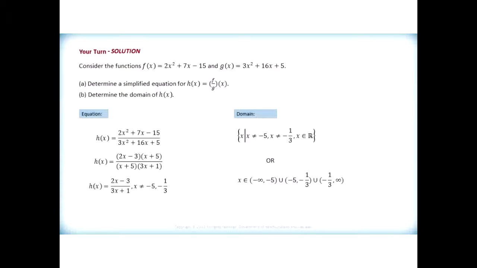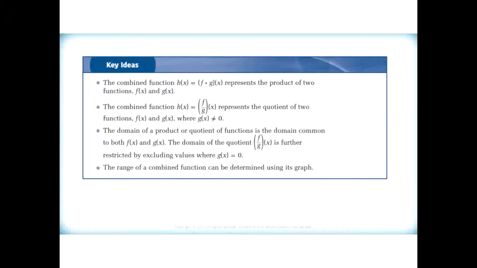Okay, so here's the solution all worked out for the your turn question, which you can work through and check your own work to make sure that you had it correct. And then we'll just move along now, and we'll take a look at the key ideas from this section. So the key ideas from this section are, first of all, when we write f times g using that notation, we're talking about the product of two functions. Just a reminder, when we write f over g, we're talking about the quotient of those two functions.